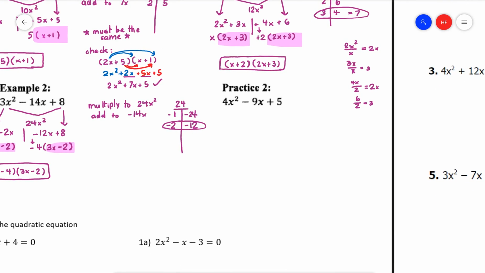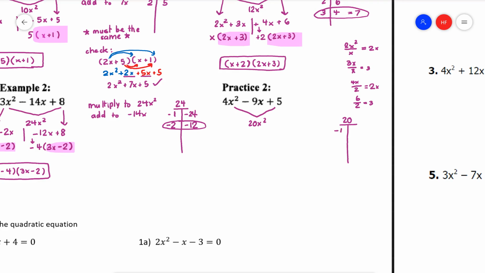So we'll do the same thing on practice 2. We're going to multiply first and last term. 4x squared times 5 is 20x squared. So I need to multiply to 20, but add to negative 9. So remember, we add to the middle term. Add to negative 9, multiply to positive 20. I'm going to be using negative numbers.